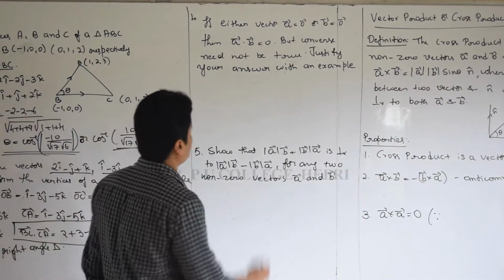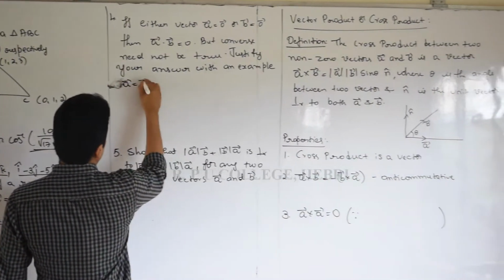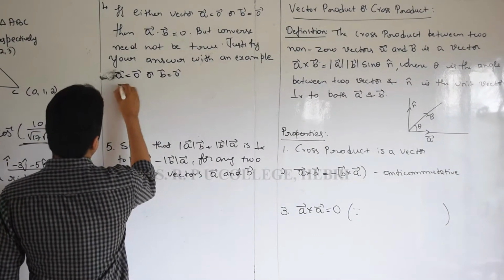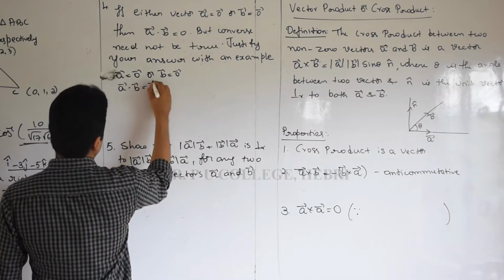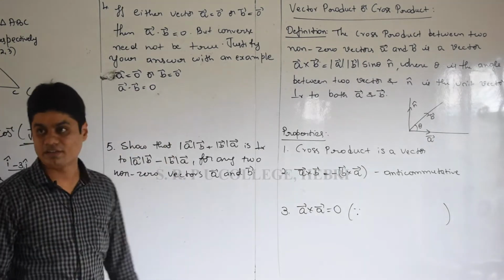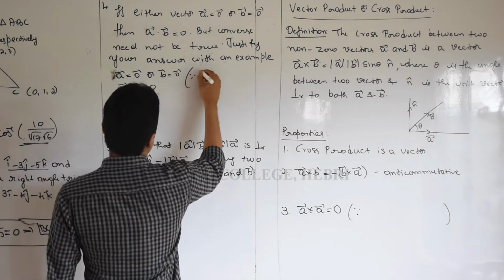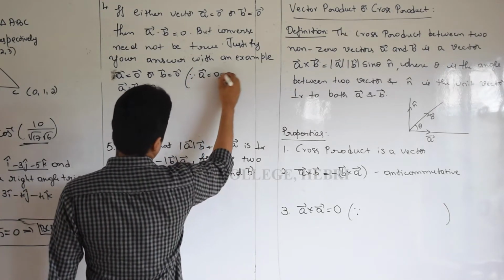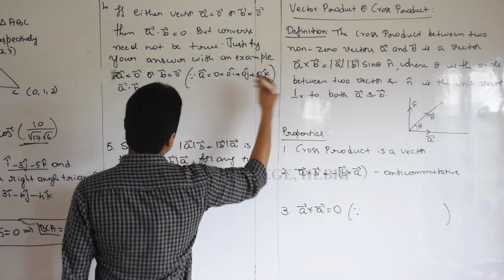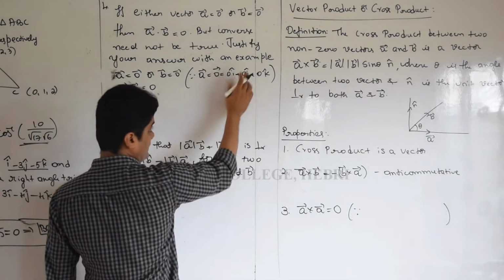If either vector A is a 0 vector or vector B is a 0 vector, then A dot B is 0. This is a little different question, observe carefully. It is obvious, no confusion, because a 0 vector means its magnitude is 0. A 0 vector means all its coefficients are 0. I'll just explain this. If vector A is 0, that means it is nothing but 0 into i plus 0 into j plus 0 into k. Do you agree with me? Then only it is possible to represent vector A as a 0 vector. Remember, we can represent a 0 vector like this.